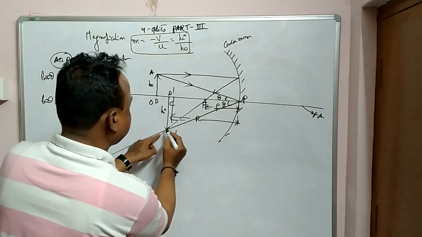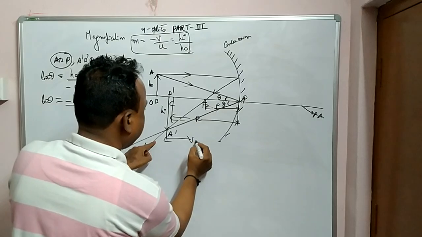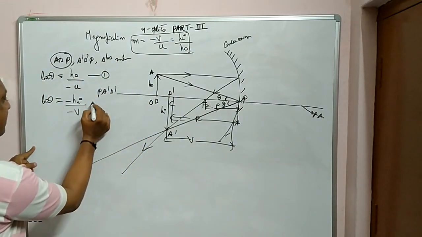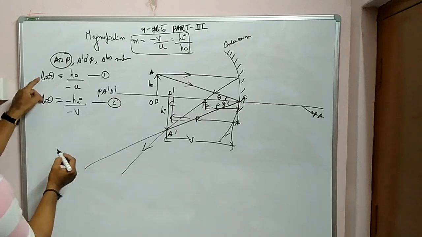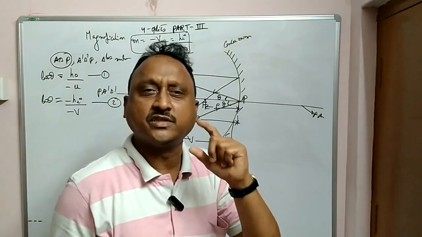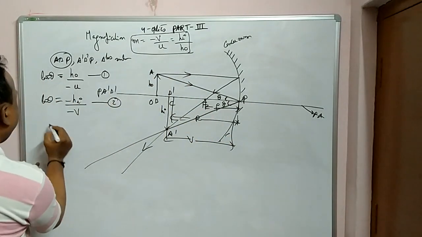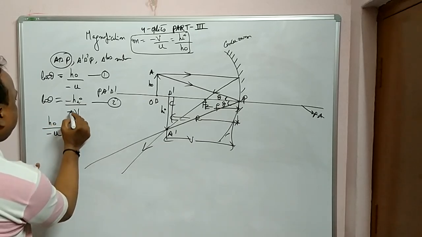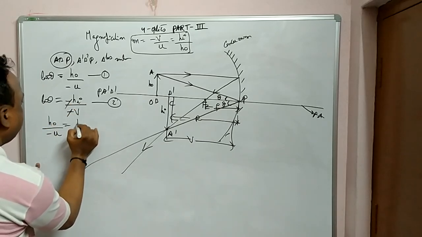Adjacent means what? Image distance. Image distance what? V. Always measured from the pole. So minus V. Equation 2. So tan theta, equation 1 and equation 2 both are representing the angle. Therefore I can equate: HO by minus U is equal to minus HI by V, I can cancel the minus here.